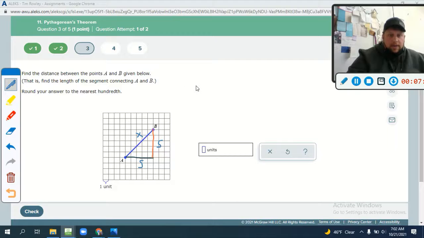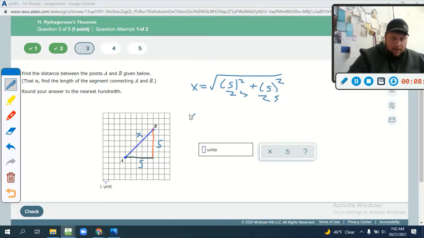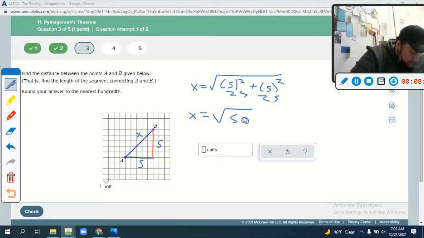So I'm going to have that my X, which is my C, is going to equal the square root of 5 squared plus 5 squared, which is 25. That's 25. So I have X equals the square root of 50. And what is the square root of 50? 7.071.